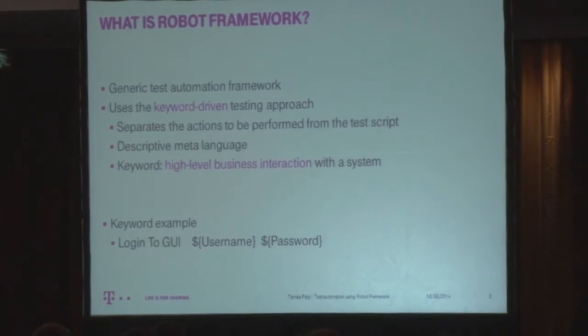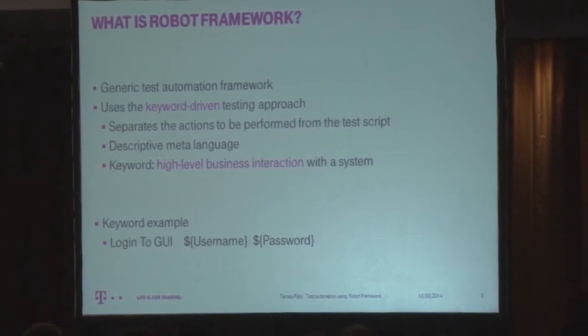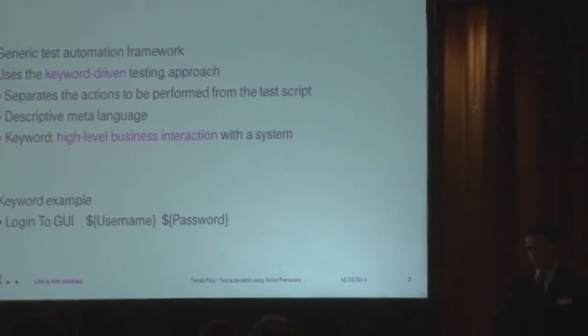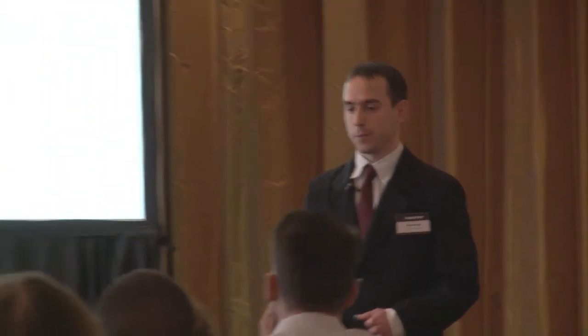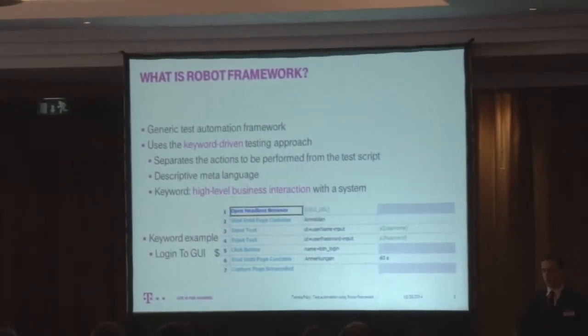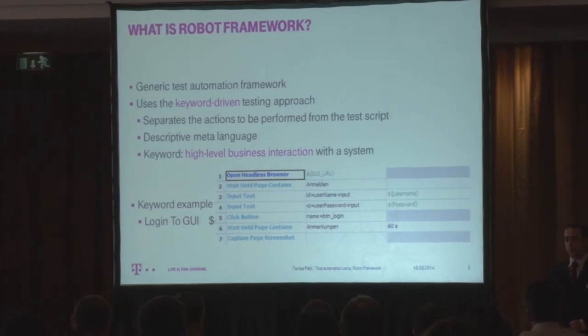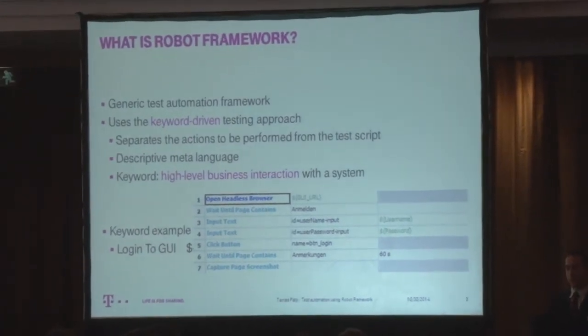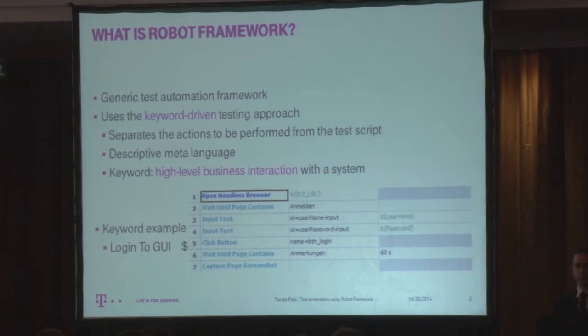An example for a keyword could be login to a GUI. This keyword call can be located in a so-called test definition file, while the implementation itself is located separately in another file, a test script file. And there we can see now the steps to be executed, the implementation of this keyword. First step is open a browser, then wait for some info, input username and password, click on a button, wait for some other info, and capture a screenshot.